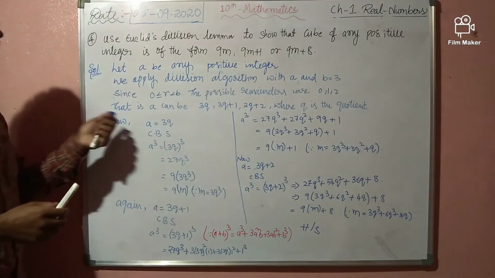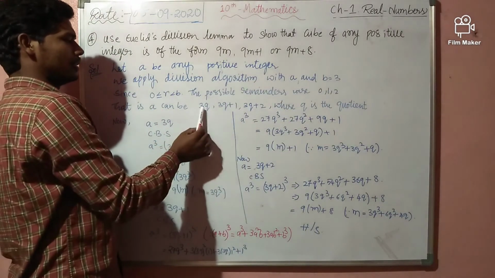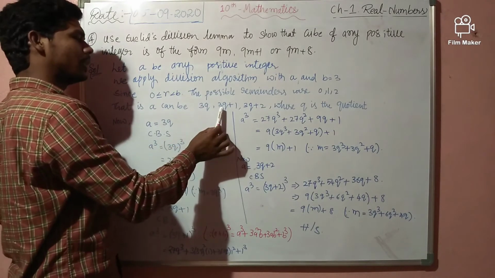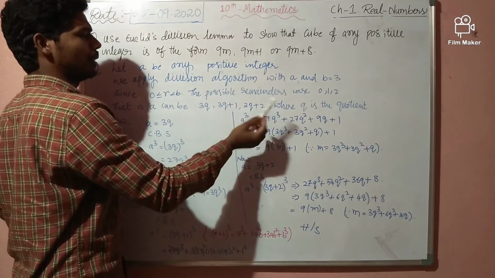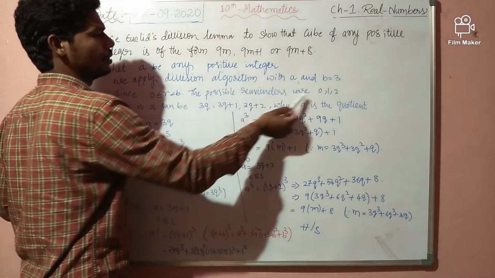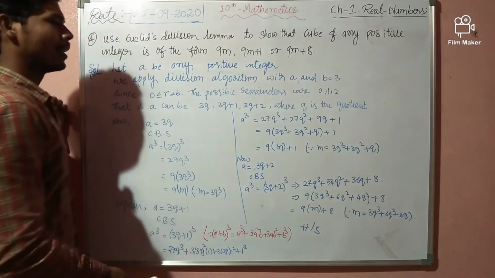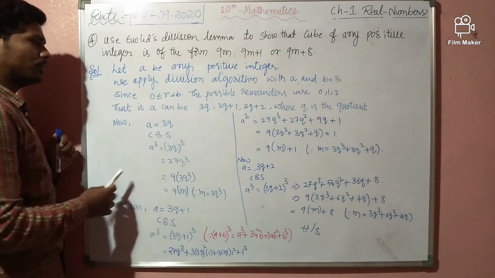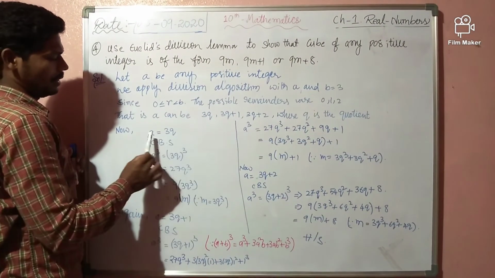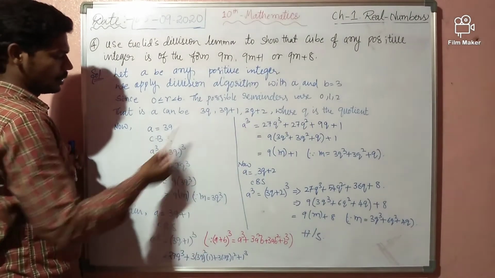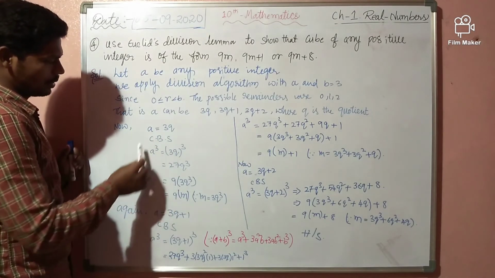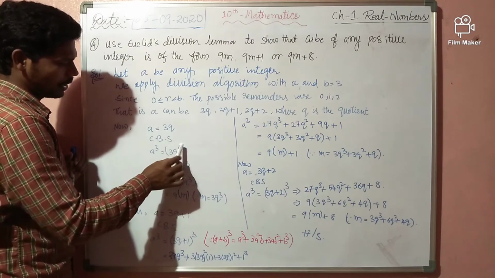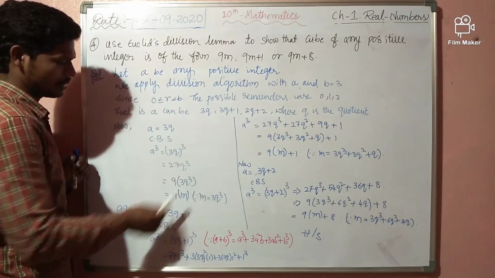Now a can be 3q plus 0, which is nothing but 3q, 3q plus 1 and 3q plus 2. Here 0, 1, 2 are the remainders, where q is the quotient. Now take this positive integer a equals 3q, then cube on both sides. So a cube is equal to 3q whole cube, and 3q whole cube is nothing but 3 cube is 27, q cube is as it is.